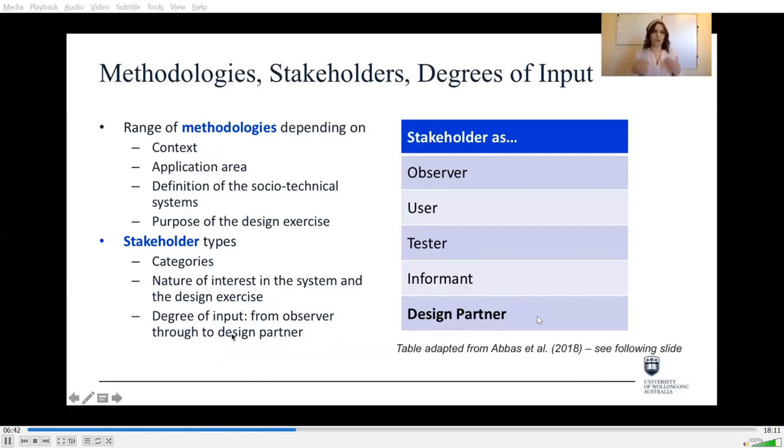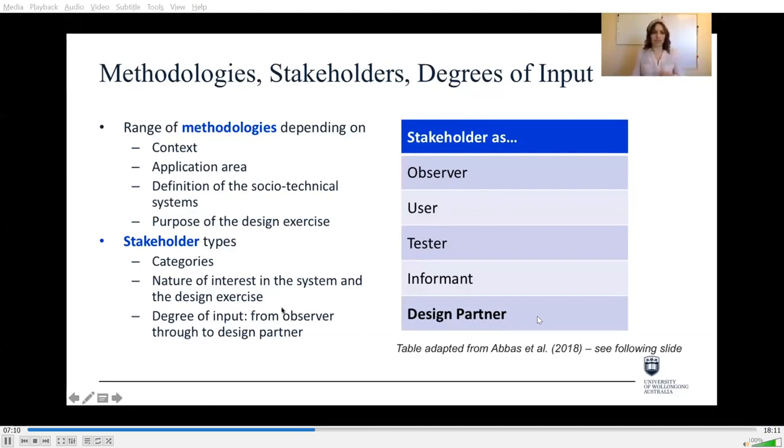Stakeholders themselves also merit additional consideration. So we can think of stakeholder types, for instance, and the categories that exist within. The nature of interest in the system and the design exercise. So stakeholders have a legitimate interest in a specific system. Being able to define and accurately represent those interests in order to account for them in design efforts is crucial. And last but most definitely not least is the degrees of input.